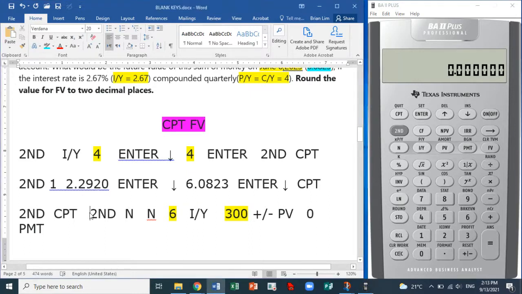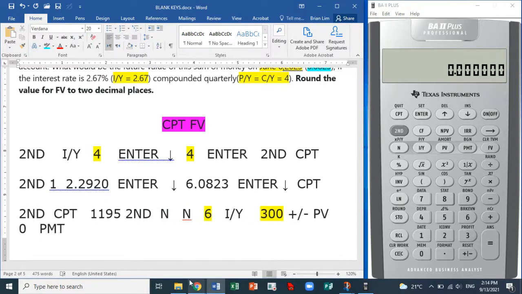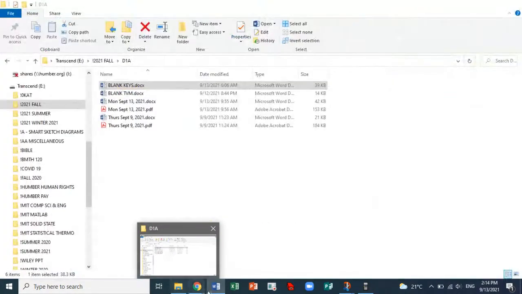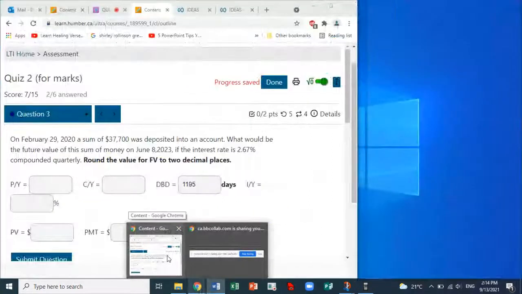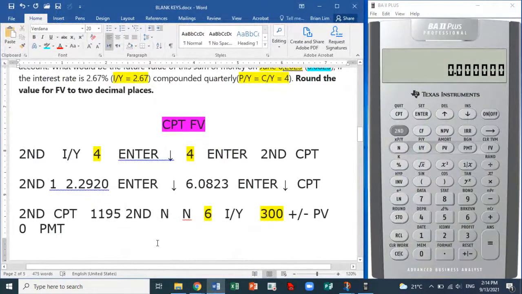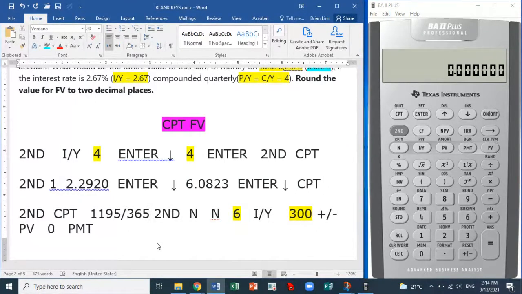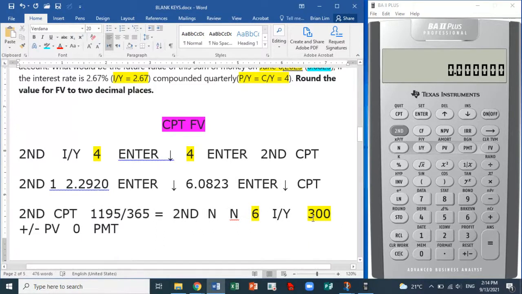So what we do is we go back and we enter that number 1195. If you're not sure, and that's exactly why I told you to put it into the box where it's in the question, 1195, so we know that number is correct. Now we have to do something to it. This is in days. It's days between dates. So we have to take this number and we have to divide it by 365 to get the number of years. And we can press equal.